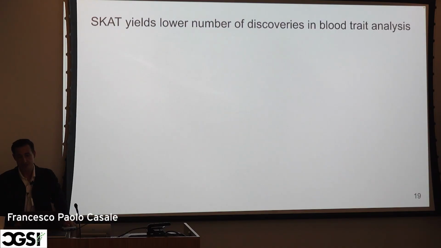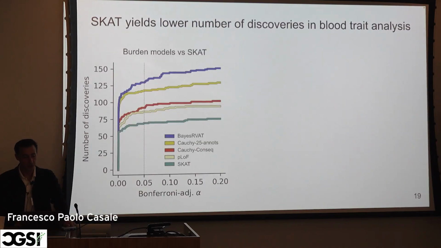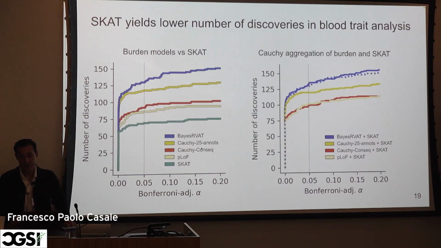But in our setting, we see something very different. When we compare these different burden tests with a simple SKAT test, we use a much lower allele frequency threshold, 0.1%, and we see much lower discoveries with the SKAT test. Even if we use Cauchy aggregation between all the burden tests and SKAT, we only see a very small power increase on top of the burden.